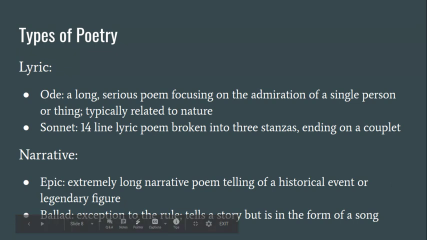An example of a narrative poem is an epic. It's an extremely long narrative poem, often even the length of an entire book. It will tell a story of a legendary or heroic character or a historical event. One example of this would be Beowulf, one of the more famous examples, originally a long poem translated into a book and turned into a movie, even.